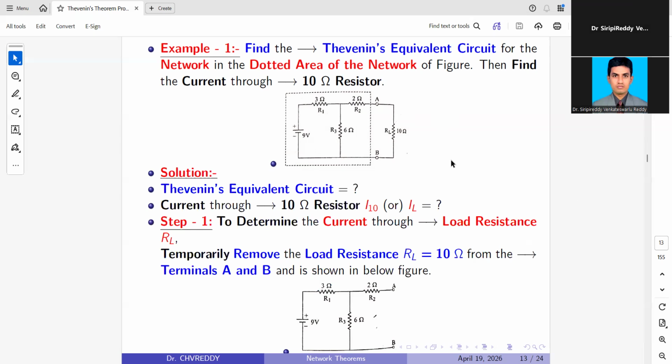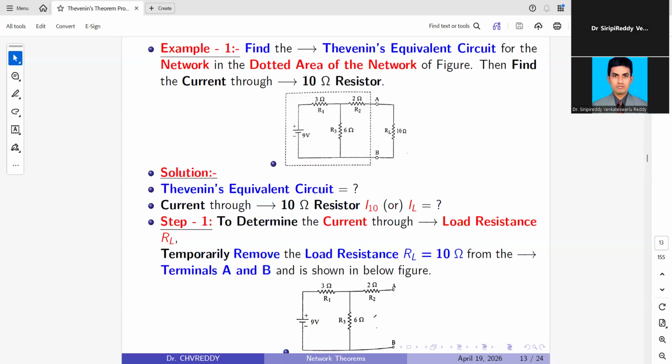If you understand the problem, then we can write the given data. For any problem, first we have to understand the problem, what data they have given and what they are asking in the problem. We have to understand that very clearly. Once you understand, you can do the problem in an easy manner.